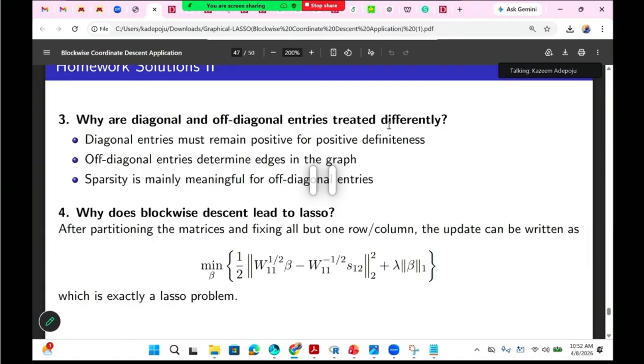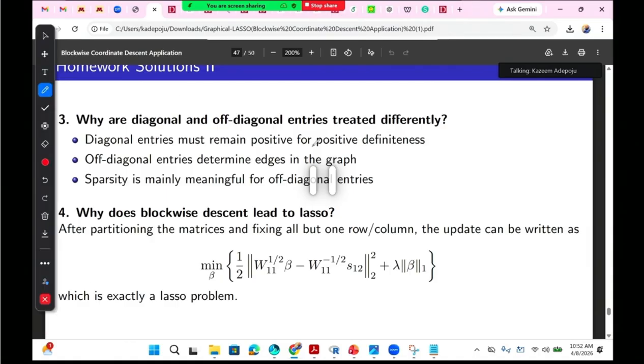Then the solution to why the diagonal and off-diagonal entries are treated differently: you can see the way I answered the question here. I said the diagonal entries must remain positive for positive definiteness. That was why I was adding lambda I. The off-diagonal entries are the ones that will determine the edges. You understand what I mean? Sparsity is mainly meaningful for off-diagonal entries. We are not sparsifying the diagonal. Does that make sense?